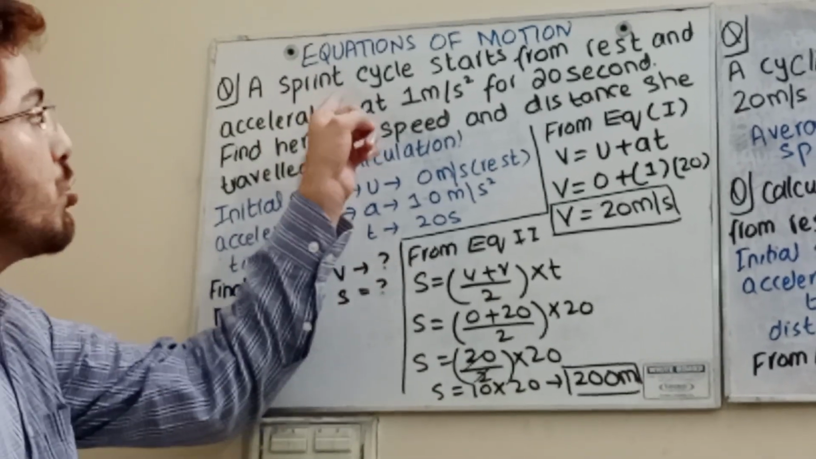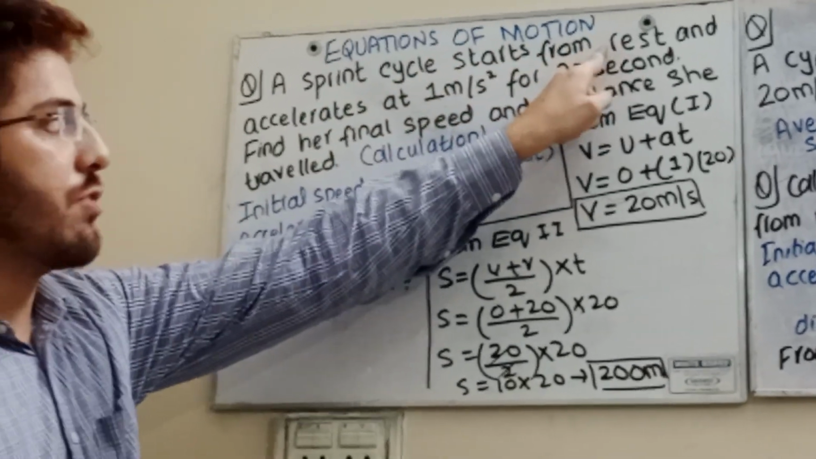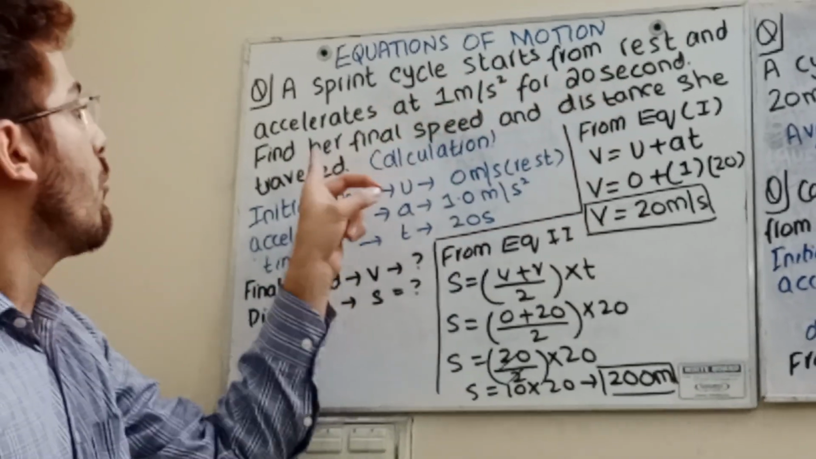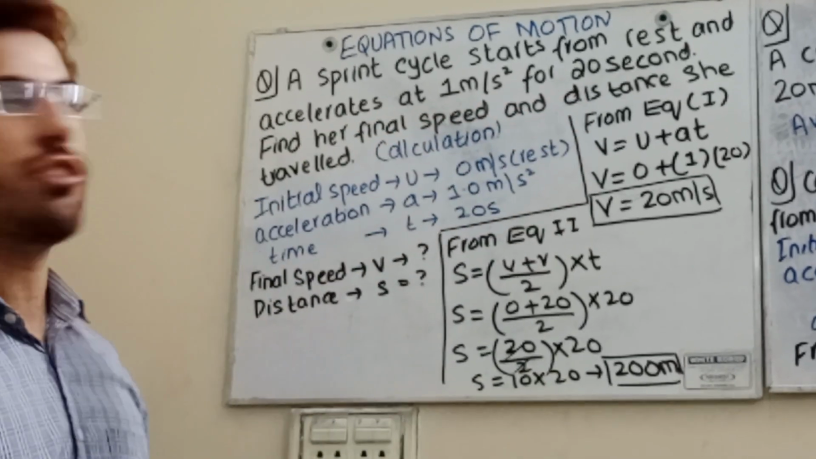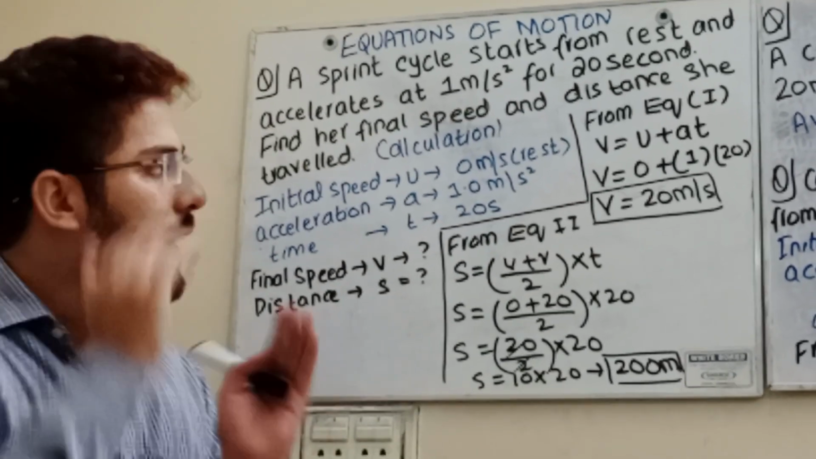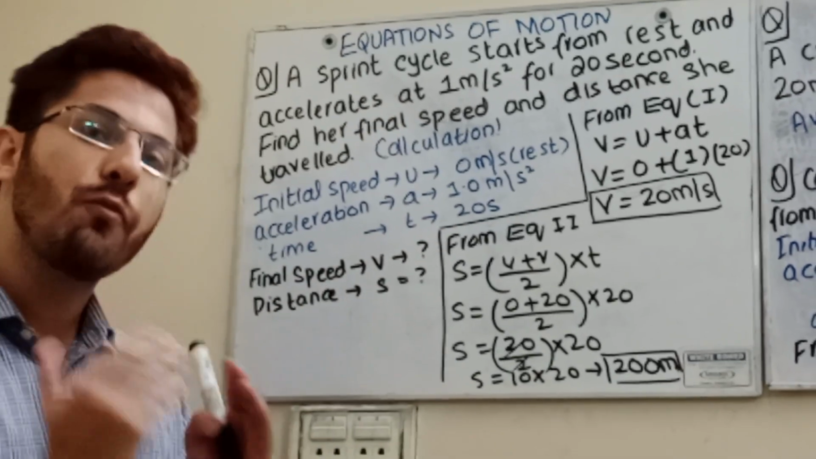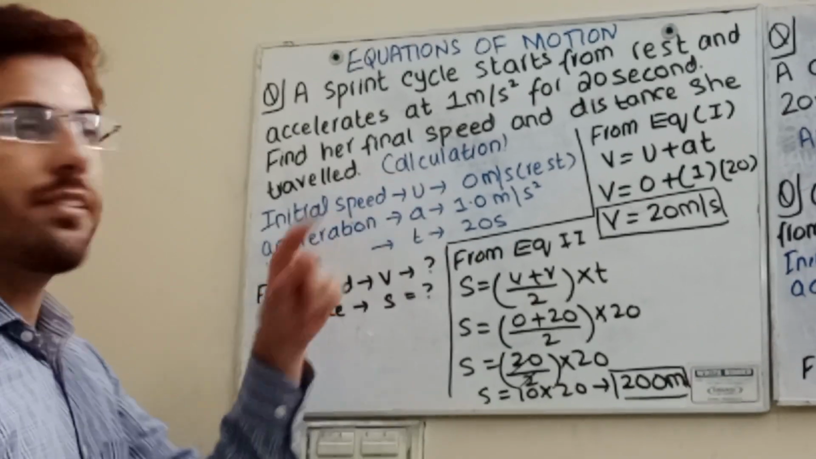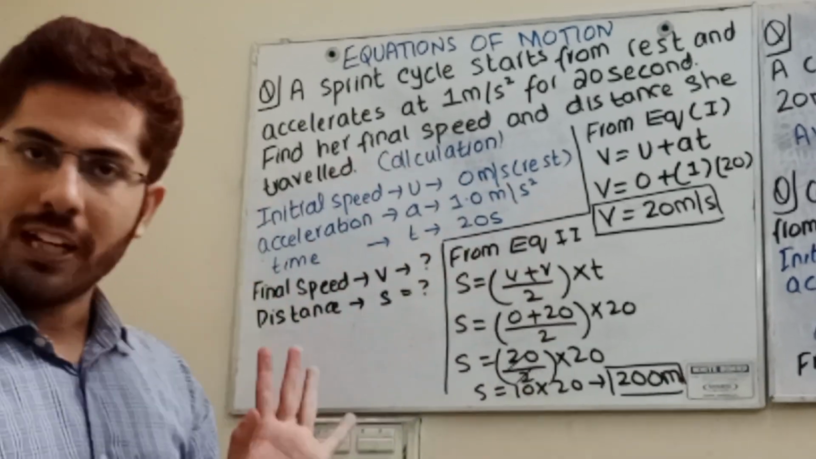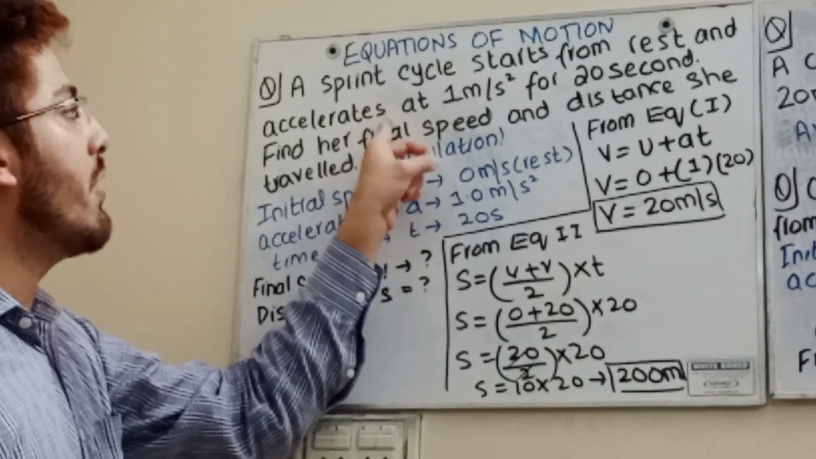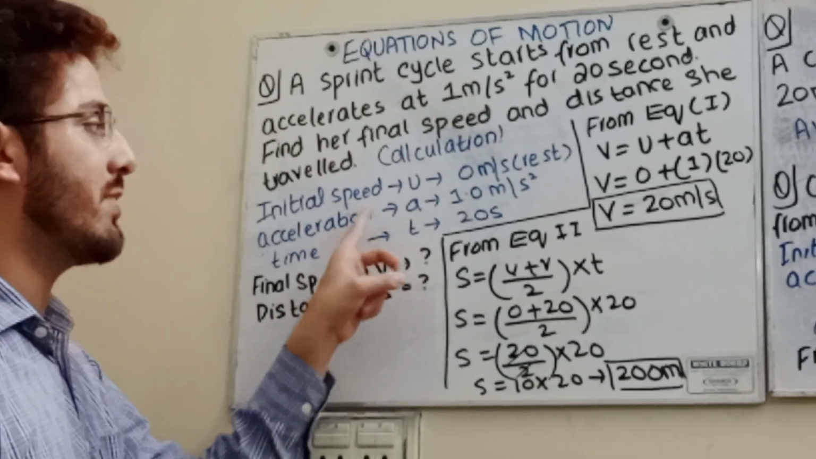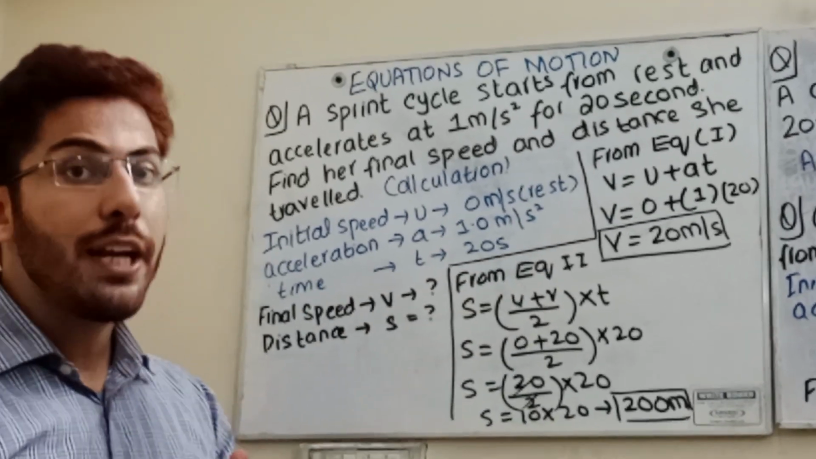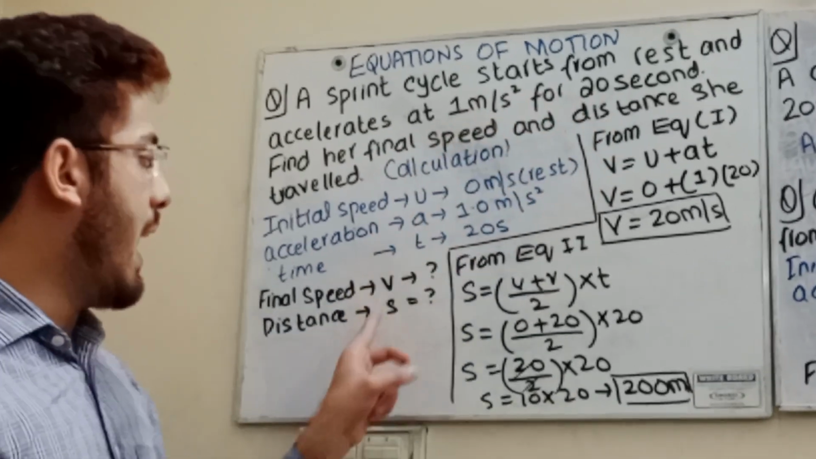Now, let's suppose student, a sprint cyclist starts from rest and accelerates at 1 meter per second square for 20 seconds. Find her final speed and the distance she traveled. Now student, do remember one thing. First of all, you are going to write down this data, for your safety. Definitely starts from rest means initial speed, denoted with u, is 0 meters per second, and accelerates at 1 meter per second square means acceleration. Again, time is 20 seconds. We need to find out the final speed and the distance.